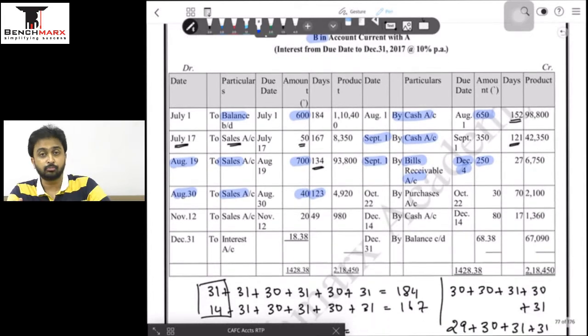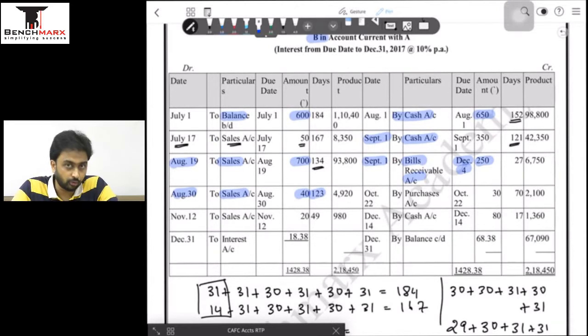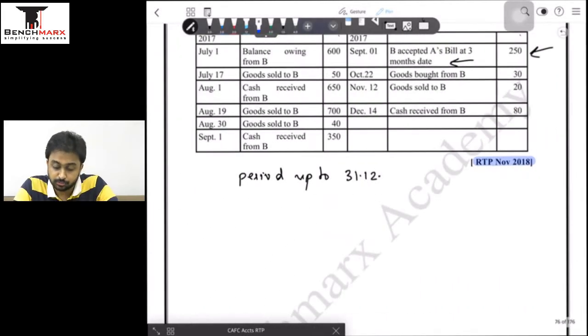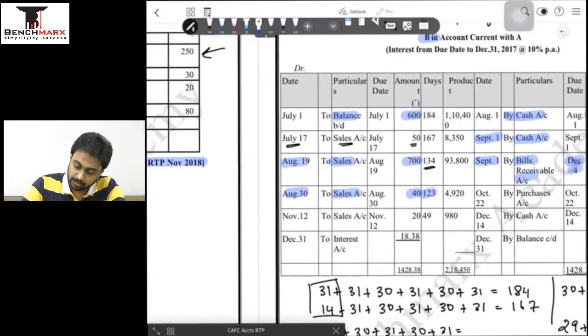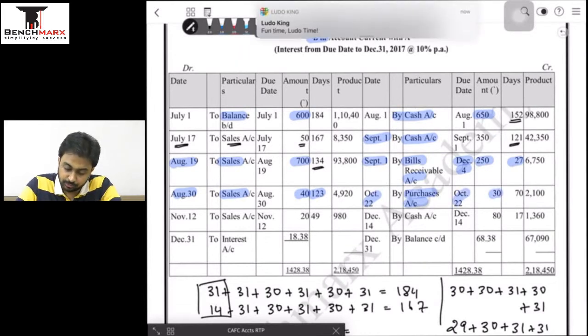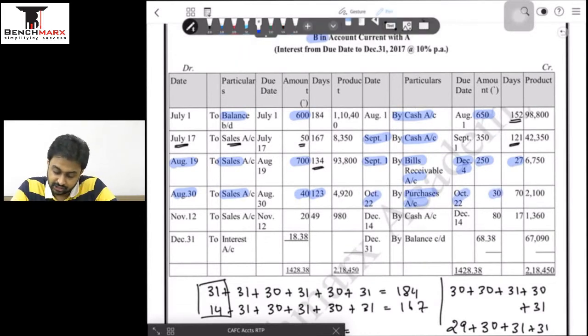Number of days is from the due date till the end of the period. So due date being December 4, 31 days of December minus 4 days of December is 27 days coming here, and the product is as usual number of days into amount. So ये भी चला गया. Goods brought from B is purchases. Entry is purchase account debit to B मतलब by purchases, तो यहाँ पे तुम्हारा आ गया. Transaction date same, due date is same, amount is 30 rupees, and then number of days is 70.